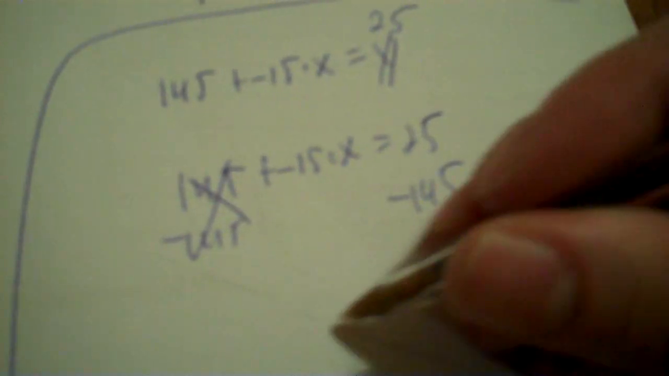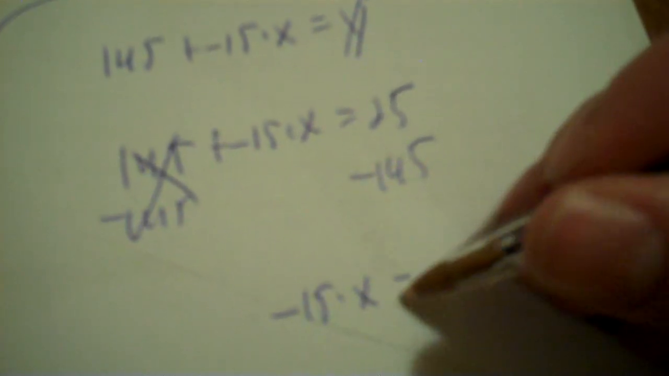Minus 145. It's going to take negative 15 times x equals negative 120. Then just divide by negative 15. And we get 8.